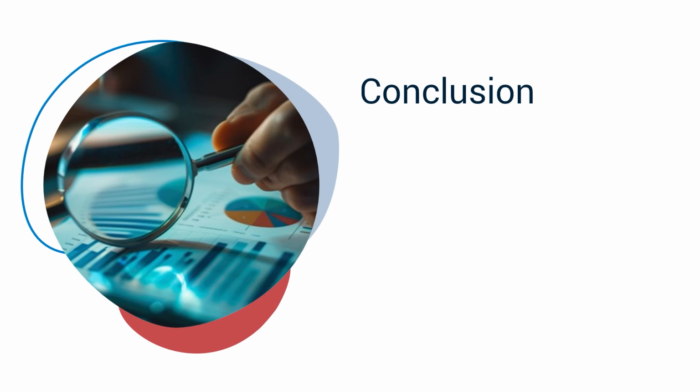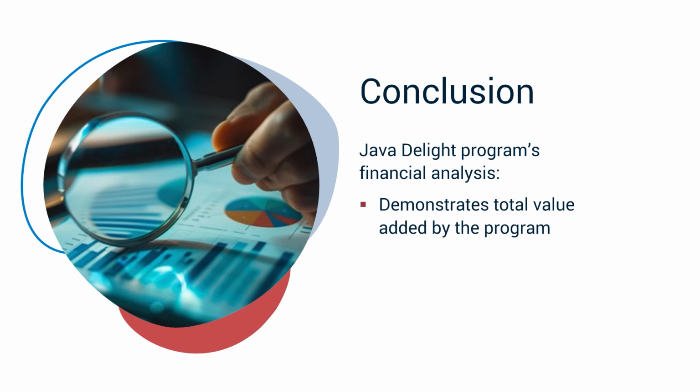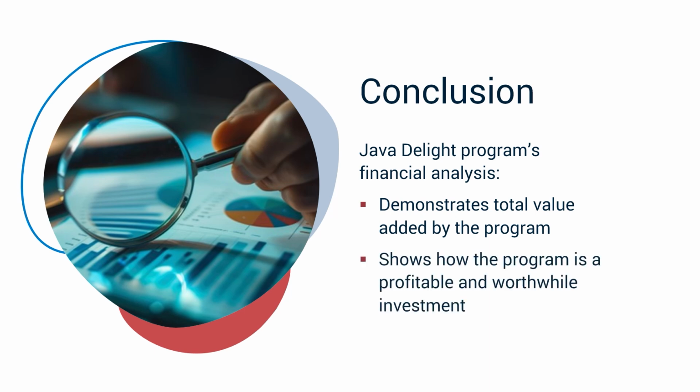The net present value of $15,709, calculated at a cost of capital of 10% over a 3-year period, represents the total value added by the Java Delight program after accounting for the initial investment and the time value of money. In simple terms, this means that after considering the costs and returns, the program is expected to generate an additional $15,709 in today's dollars, making it a profitable and worthwhile investment for the company.